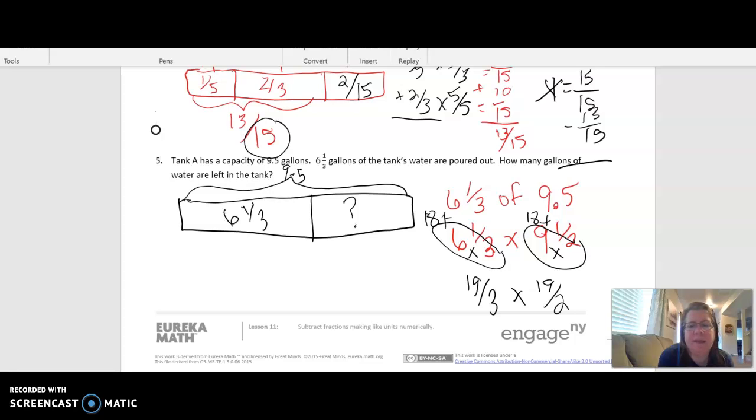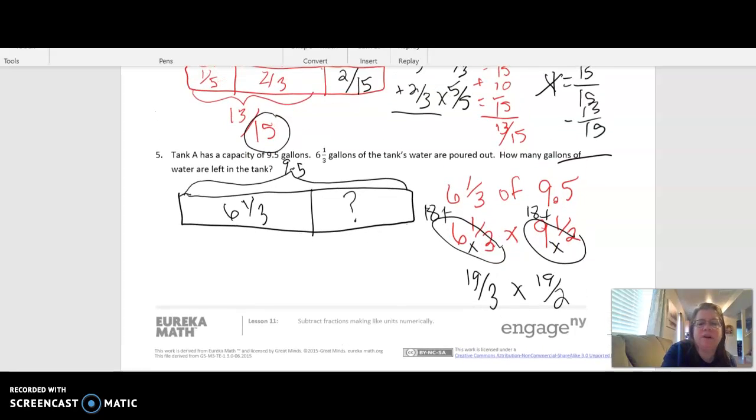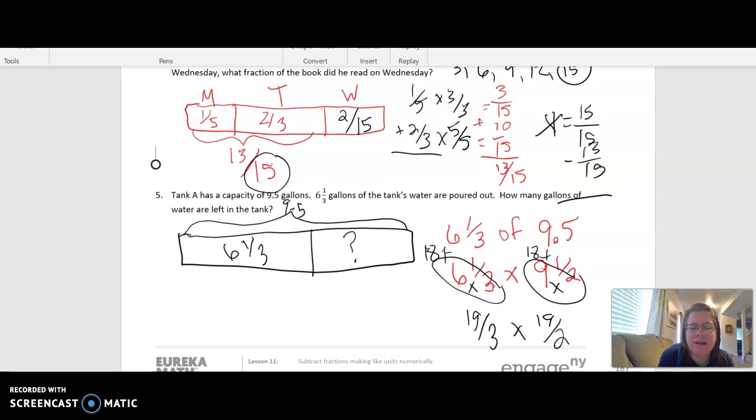Okay. So here's what I want you to work on, and then we'll talk about this more tomorrow. After I do that, there's nothing that I can cross cancel, unfortunately, on this one. 3 doesn't go into 19 and 2 doesn't go into 19. So I've got to multiply those across. It's going to give me how much of the 9.5 gallons were in the tank. And then I have to figure out how much was left, okay? So see if you can figure that out.